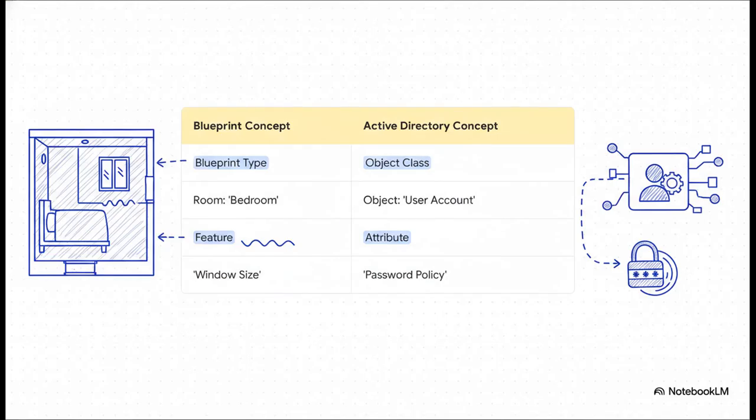And here, this table really lays it all out perfectly. Just look, on the left, you've got our blueprint idea. A blueprint type, like for a bedroom, is just like an object class in Active Directory, like a user account. Simple, right? And then a feature on that blueprint, maybe window size, is the same as an attribute in AD, like the password policy. This simple structure, this is what organizes your entire network.